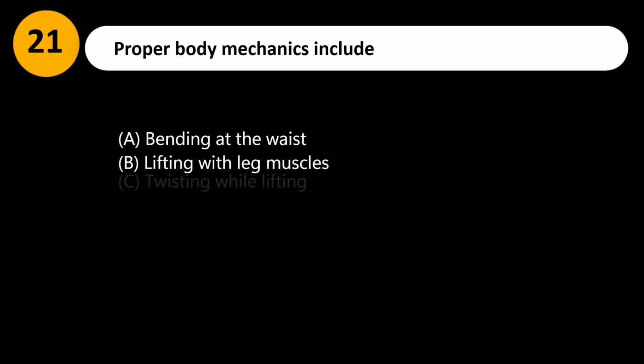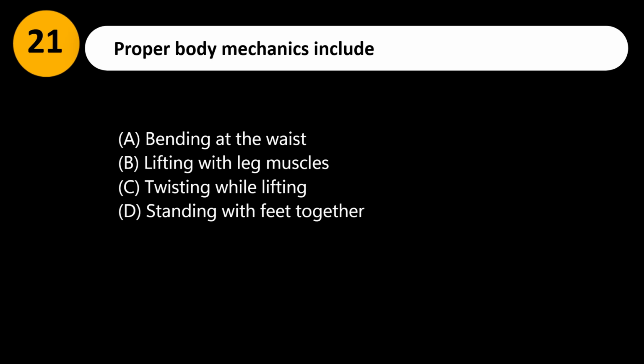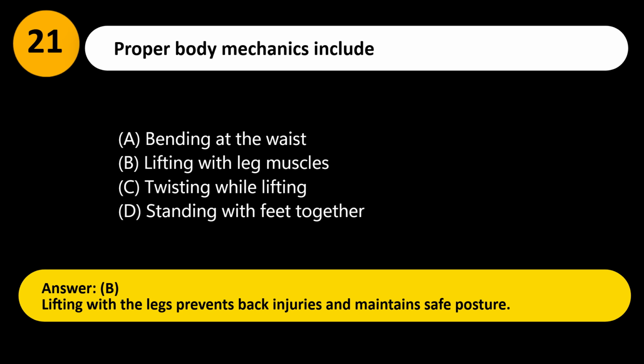Proper body mechanics include: A. Bending at the waist. B. Lifting with leg muscles. C. Twisting while lifting. D. Standing with feet together. Answer, B. Lifting with the legs prevents back injuries and maintains safe posture.